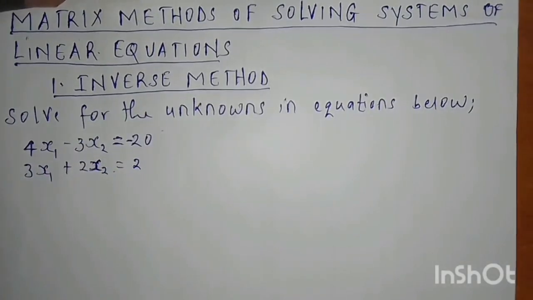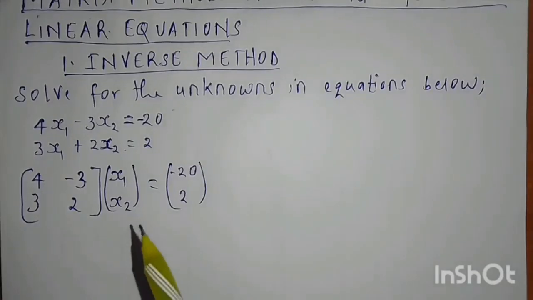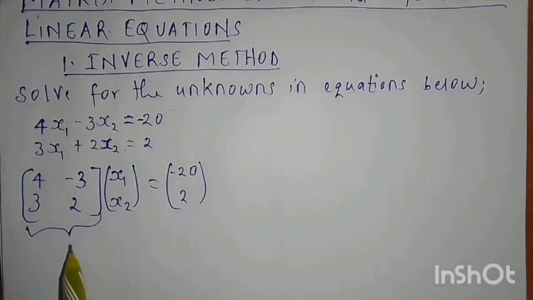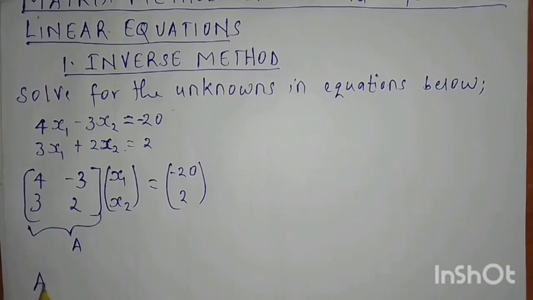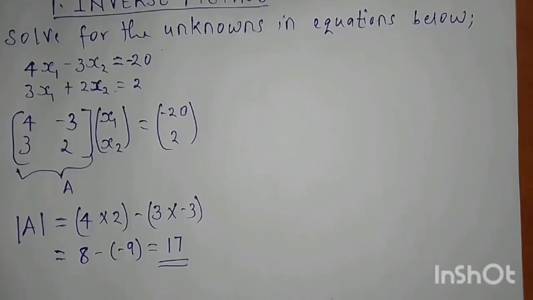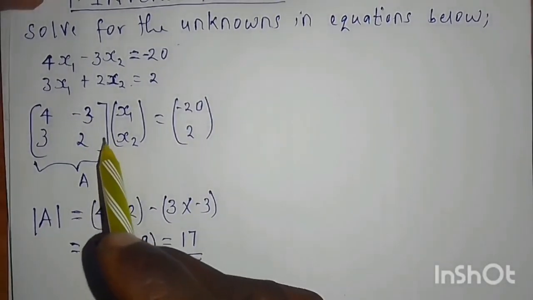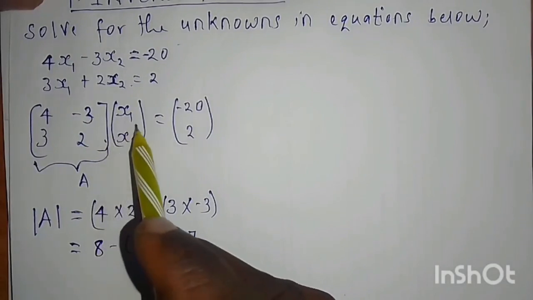Here, the first step is to present them in matrix form. So that is to write this form. Let this be our original matrix A. The first step is for us to find the determinant of A, which is found as 17.